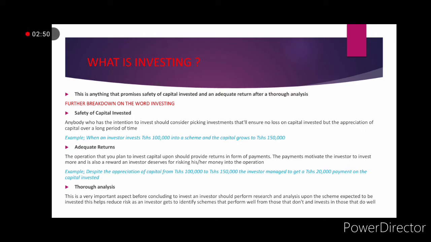So then moving on to the next aspect, adequate returns. The operation that you intend to invest in should provide returns in the form of payments. The payments motivate the investor to invest more and are also a reward that an investor deserves for risking his or her money in the operation. So leaving aside capital appreciation, we all know that your capital is going to appreciate in value over time.